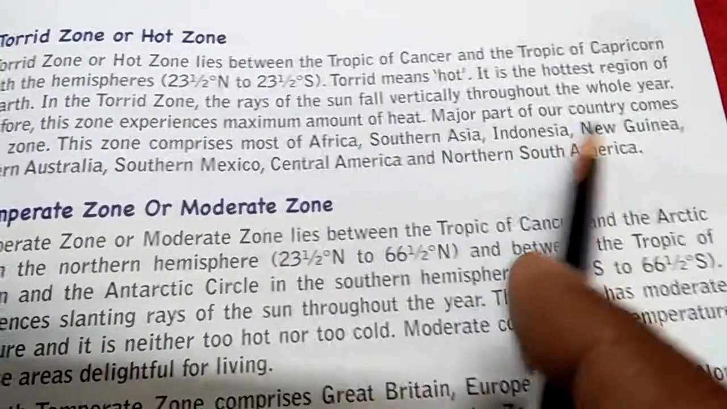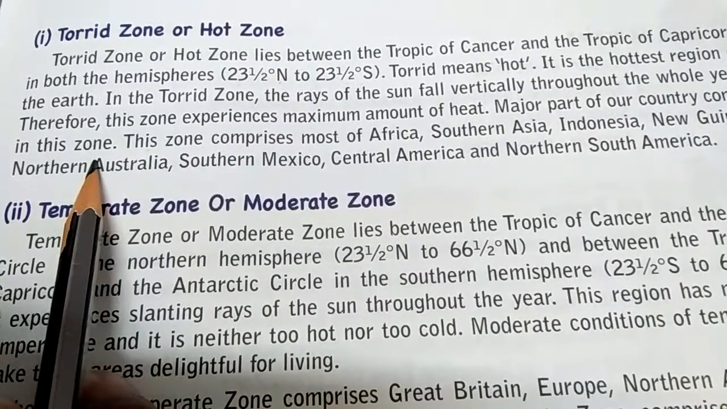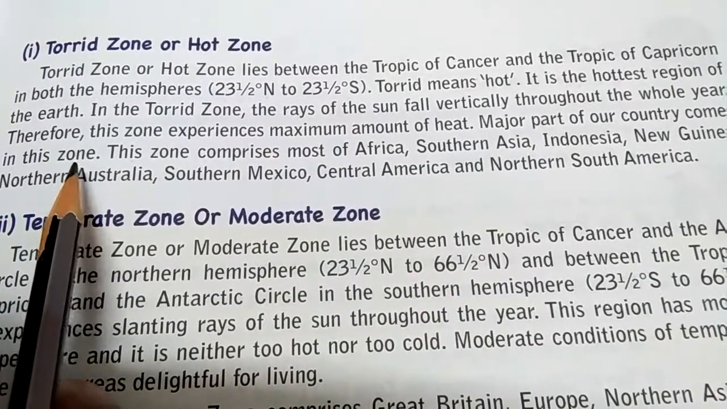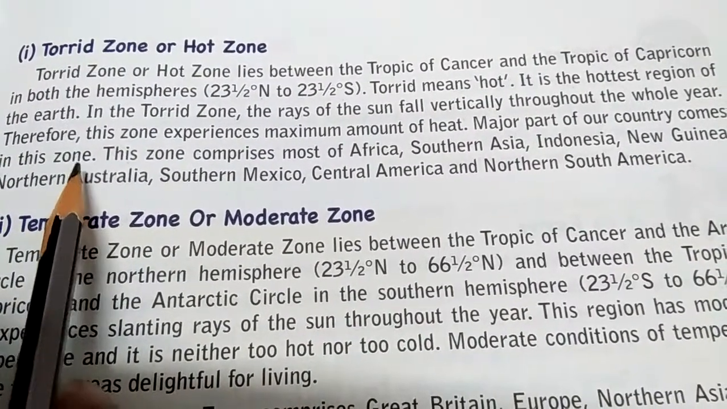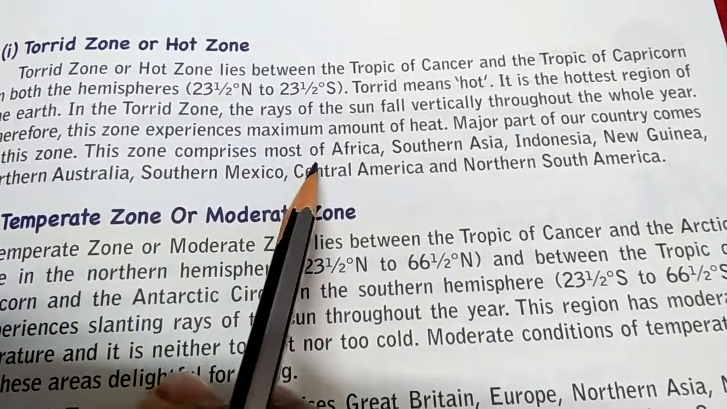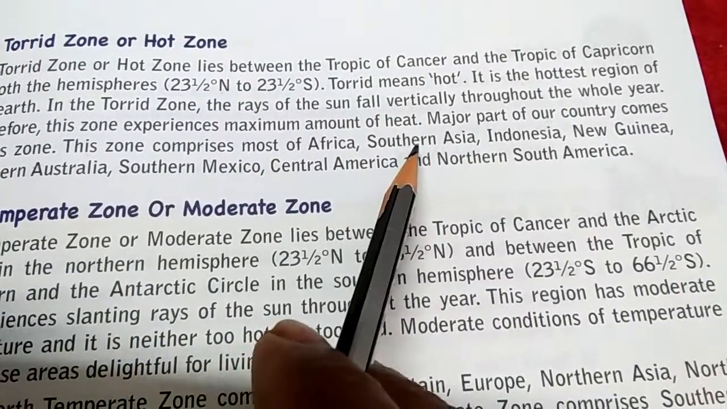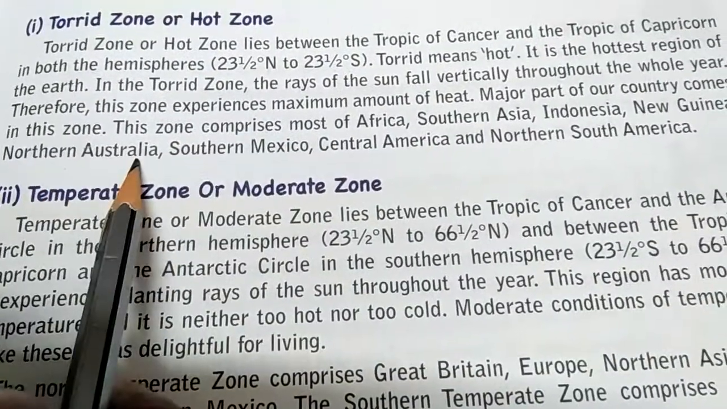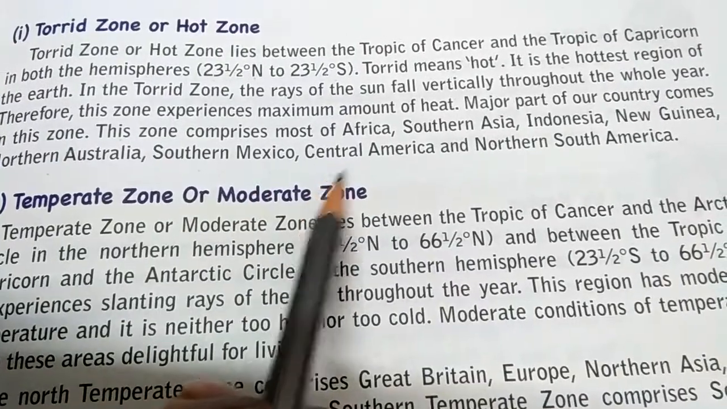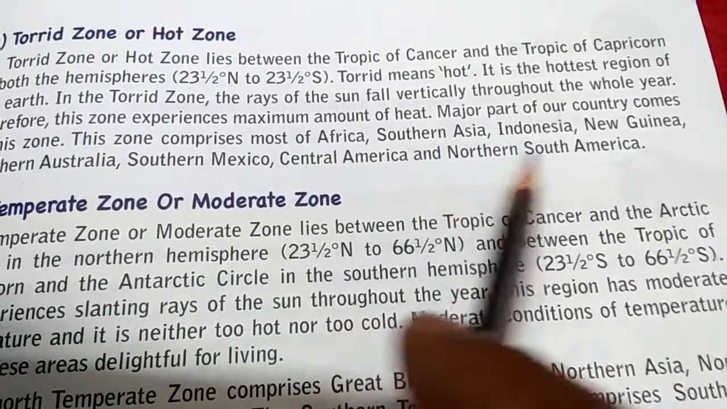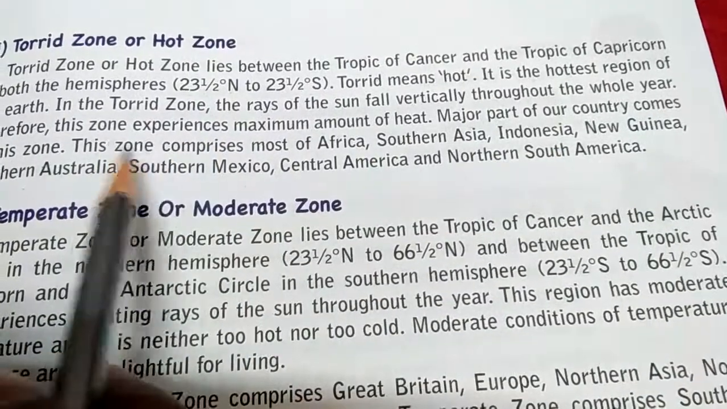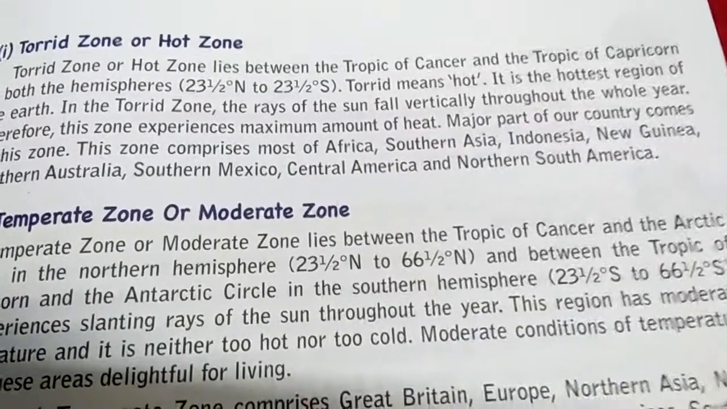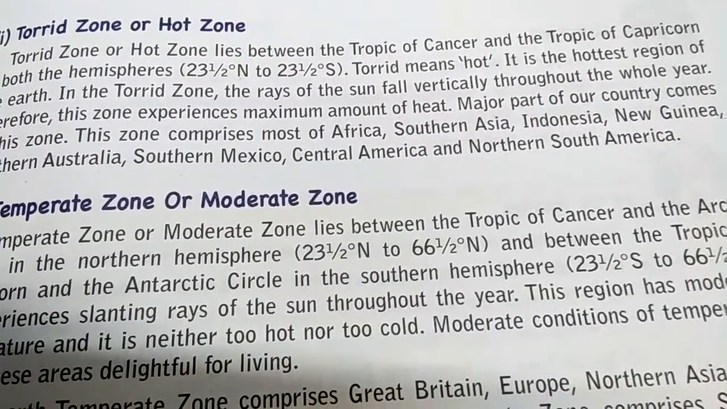Major part of our country comes in this zone. If we see the map of India, then you will find that major part of India comes under this torrid zone. This zone comprises most of Africa, southern Asia, Indonesia, New Guinea, northern Australia, southern Mexico, Central America, and northern South America. All these countries come under this torrid zone. Now I will show you the map of India, which part of India is in the torrid zone.